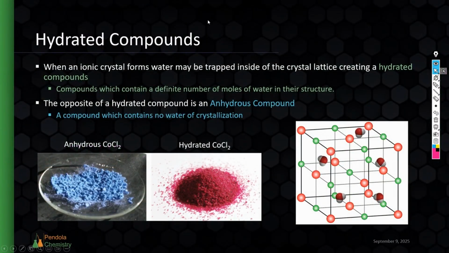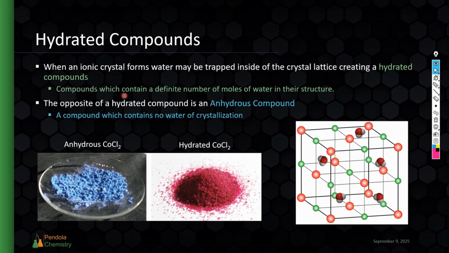Hydrated compounds are specifically a type of ionic compound that happen when an ionic crystal forms and it traps water within that crystal. If you remember from Honors Chemistry, this is what an ionic lattice looks like: a repeating set of anions and cations that surround each other. When those ionic compounds form in water, the water molecules can be trapped inside of that lattice. We call this a hydrated compound.